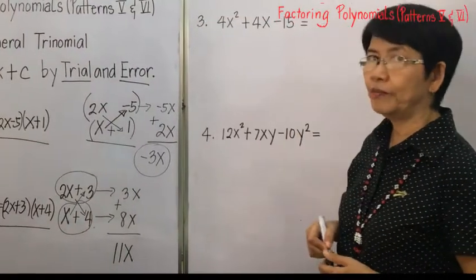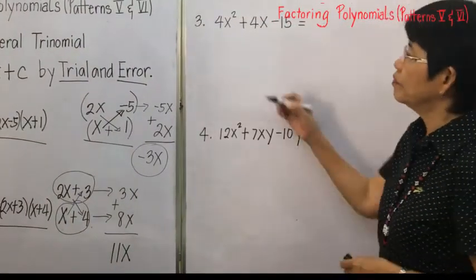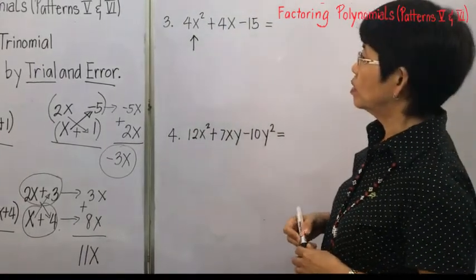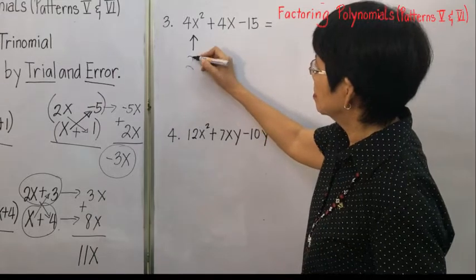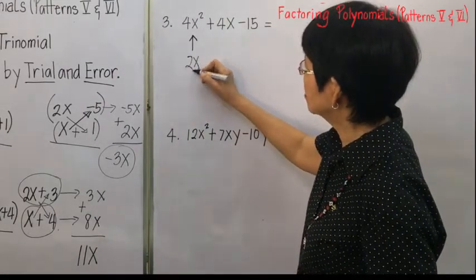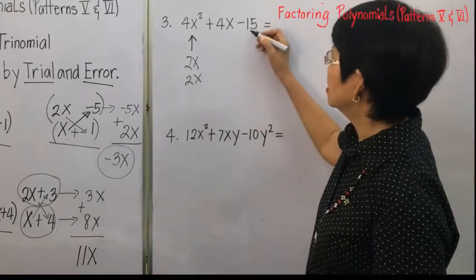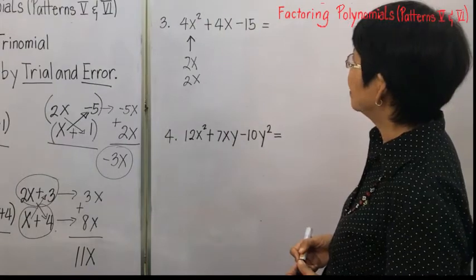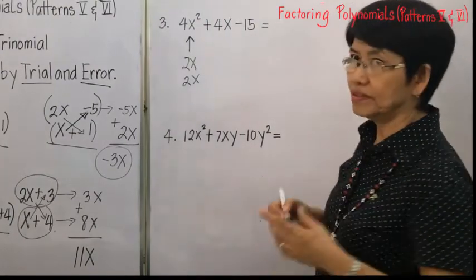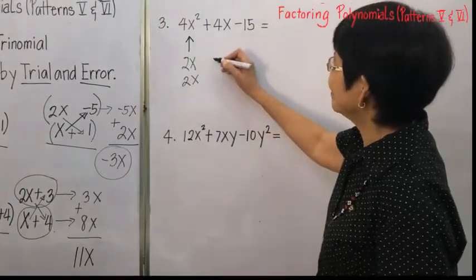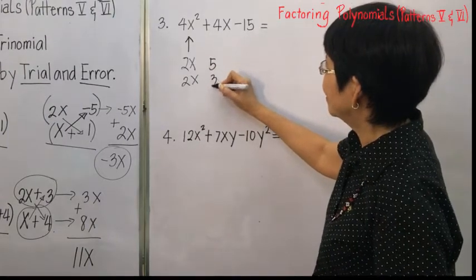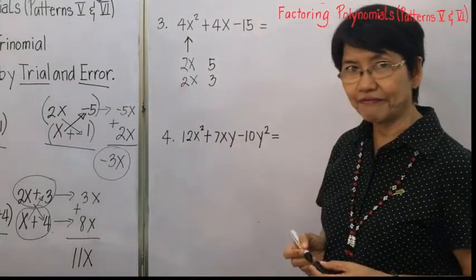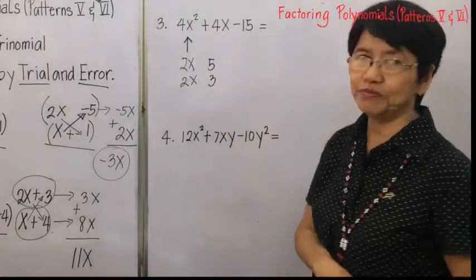Then for number 3, we will factor this. We can use 4 and 1, or 2x and 2x. Then 15, you can have 5 and 3 or 3 and 5. So let's try 5 and 3. And since this is negative, one of them should be negative. But the middle term should be positive.